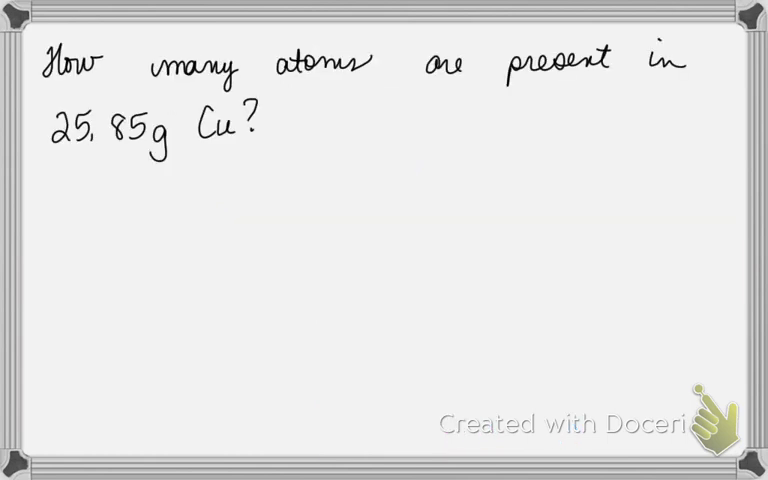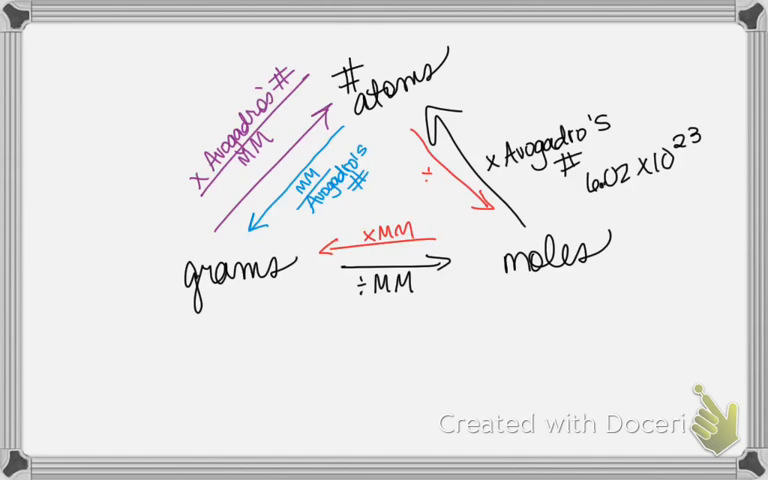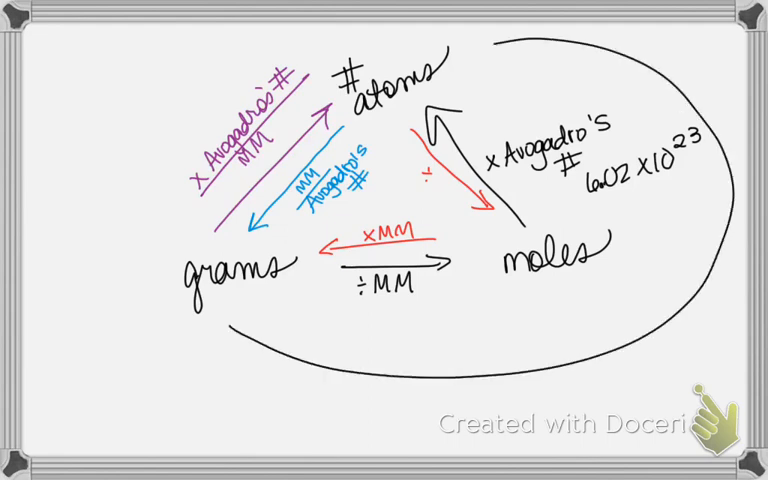Okay? So let's look at the other problem that I was asked about. In this problem, you're starting with grams and asked for atoms. So if we look at that flow chart we did earlier, we have two choices. We can start with grams and work all the way around here to get atoms, or we can start with grams and work here to get atoms. Either way.